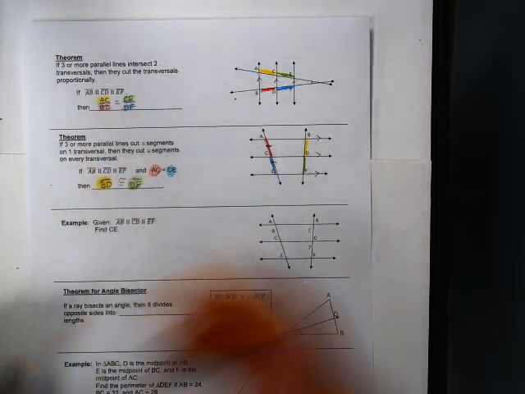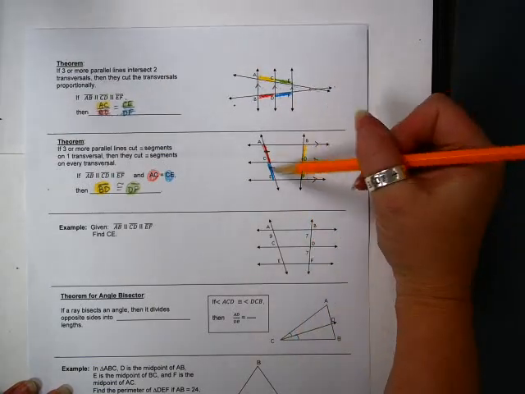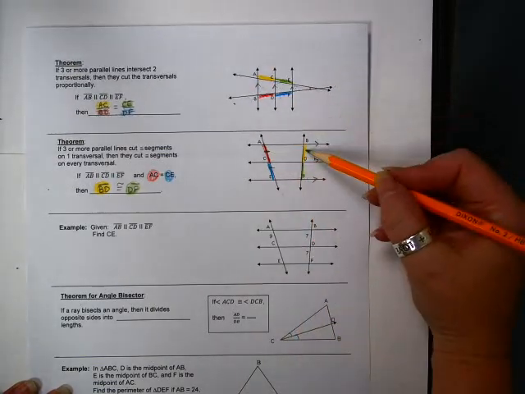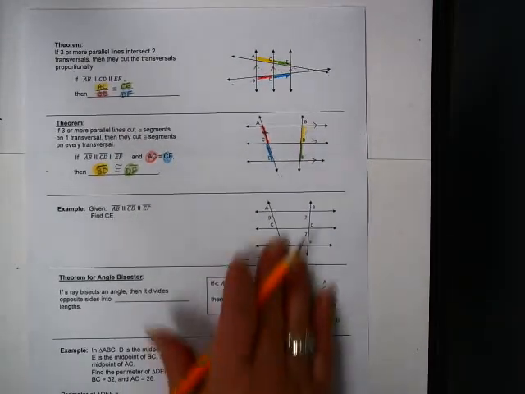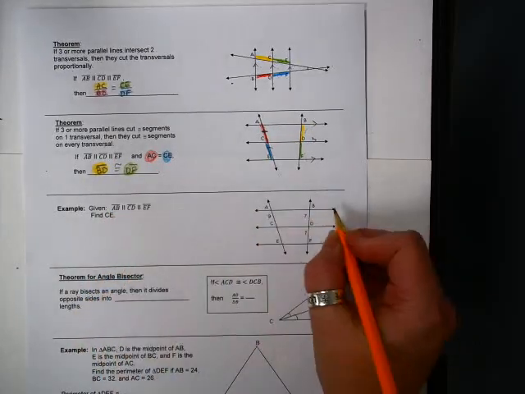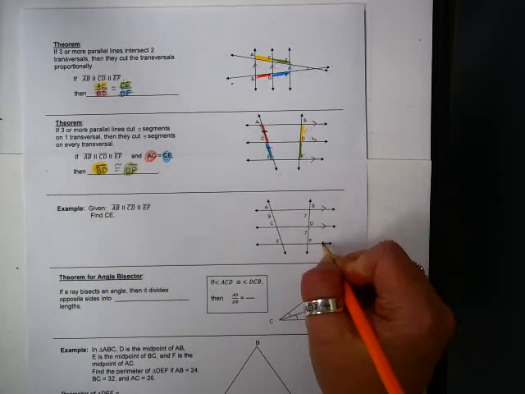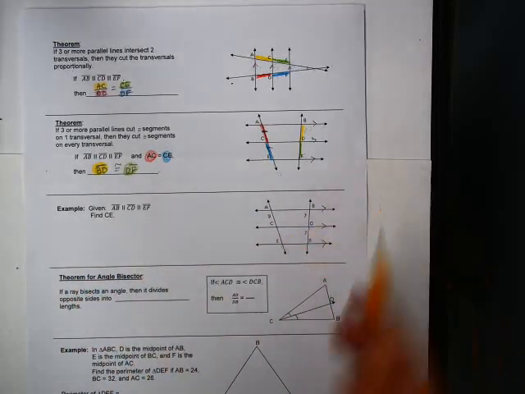Okay, so if I know these are parallel, and this is a transversal so that these are congruent, then I know that these over here must be congruent. Okay, here's an example. Given AB, CD, and EF are all parallel, find CE. Find this length right here.